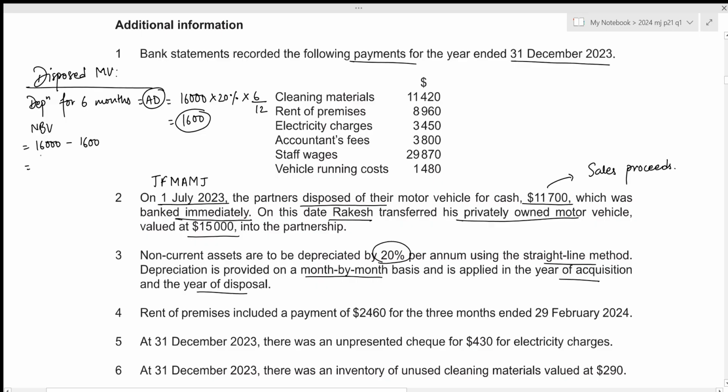And this results in the value of 14,400. Now we compare the net book value to the sales proceeds of 11,700. We can clearly see that the sales proceeds is lower, which means that there is a loss on disposal.